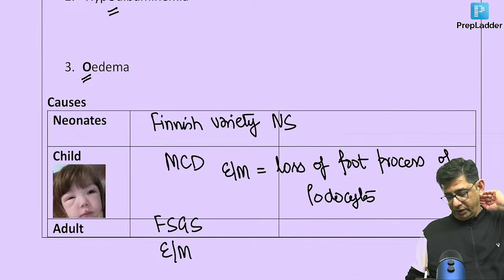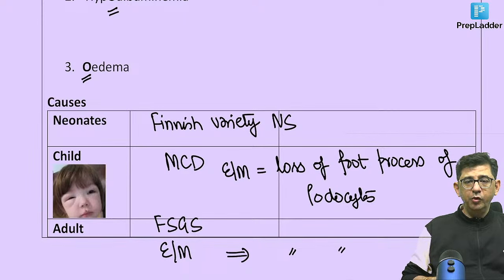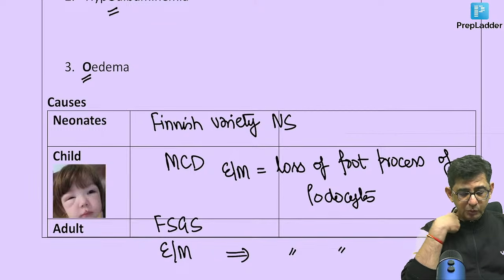Effacement of the podocytes. Great. Loss of foot processes of the podocytes. The same finding can be seen even with respect to focal segmental glomerulosclerosis. So differentiation is made on the basis of light microscopy.